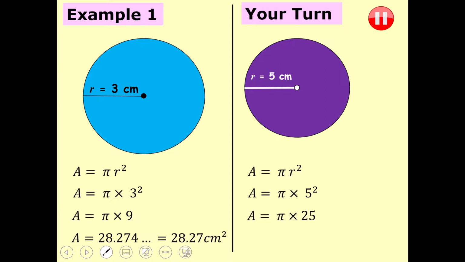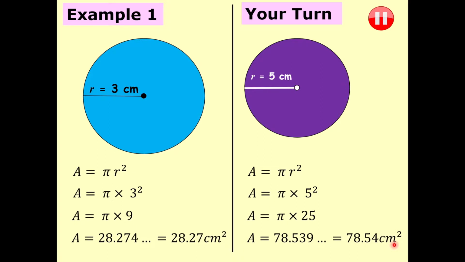Then we're going to go ahead, stick that in your calculator, and writing down the unrounded answer, you should have had 78.539. And then round that to 2 decimal places to give you 78.54, and you must remember squared centimetres. If you do not put squared centimetres, if you just put centimetres, you risk losing that final mark. It's really important that you remember your units there.